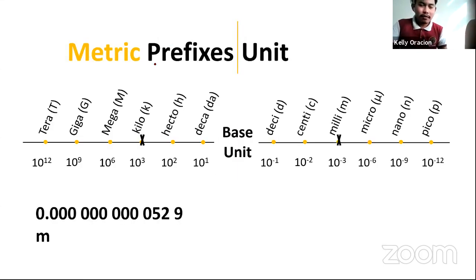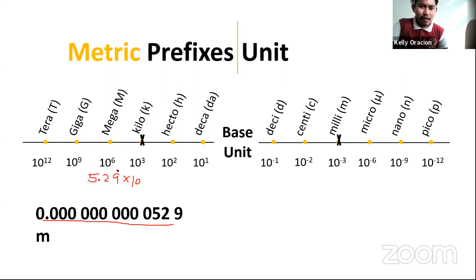Okay, now, this one. Let's proceed to this one. What is the scientific notation of this one? You can tell me the scientific notation of this one. Okay, can you chat your answer? What's the scientific notation of this one? This is 5.29 times 10 raised to what? What's the exponent, class?